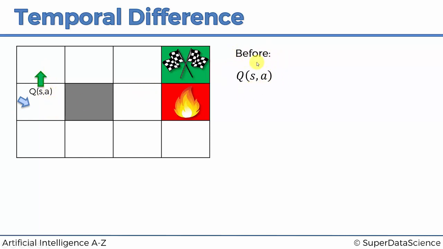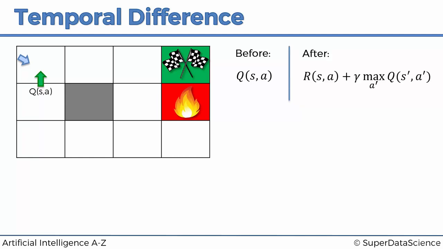And here I'm saying before, and the reason for that is because that is before he takes the action. He hasn't taken the action yet, so he's still in this cell. And before he's taken the action, the value here is Q(S, A). And now he actually takes the action. So let's say he decides this is the best one, he takes the action, and he moves up to this cell. Well, now what happens is, now comes after.